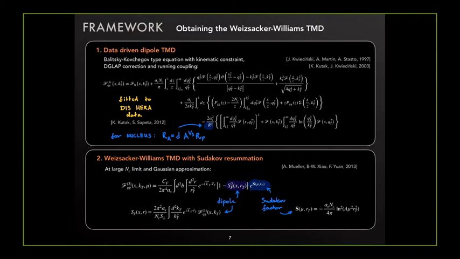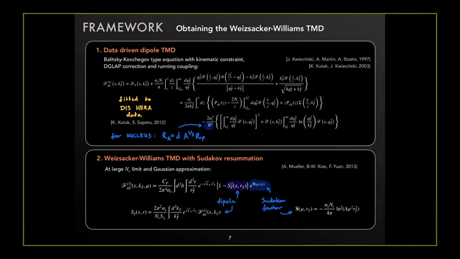It turns out that it can be related in this Gaussian approximation, which is a derivation. I mean, an approximation within CGC. But we will include the Sudakov factor, which has been calculated for this and many other processes in this paper. There were several papers actually, and this is how we calculate numerically the Weizsäcker-Williams gluon distribution.